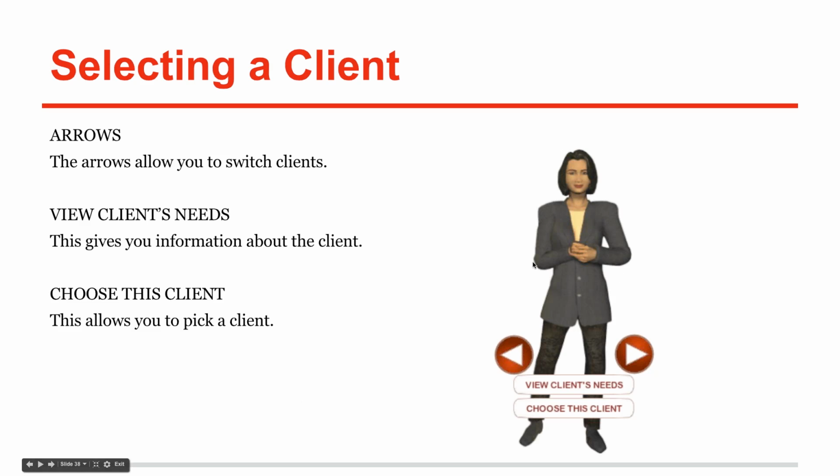Once you select a client, you can select one client or multiple clients. If you use the arrows, it will scroll through a variety of clients. If you click on client needs, it lets you get more information about your client, so you can gain more info on what you need to design for them. Because basically, in this scenario, you're being hired by a client to build a home. Then, if you want to choose a client, you click on Choose Client.